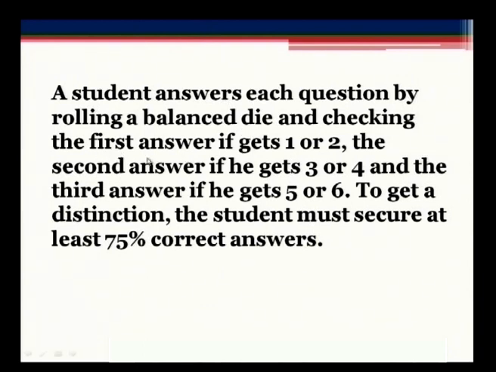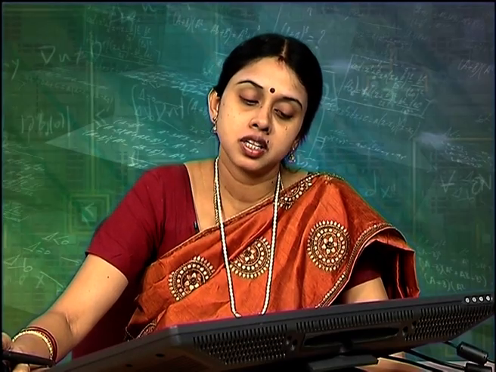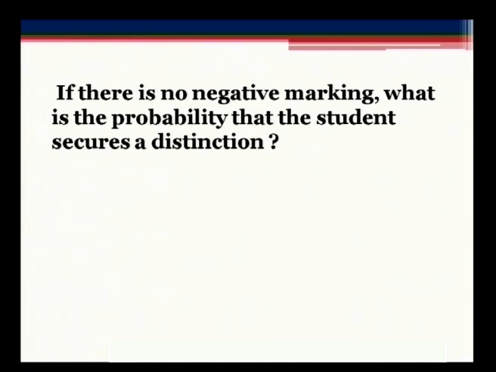Each time when he wants to answer, he rolls a balanced die and checks the first answer if he gets 1 or 2, the second answer if he gets 3 or 4, and the third answer if he gets 5 or 6. To get a distinction, the student must secure at least 75% correct answers. What is 75% correct answers of a total of 8 questions? So, to get a distinction, 75% of 8 is 6 questions he must get correct. If there is no negative marking, the question is, what is the probability that the student secures a distinction?